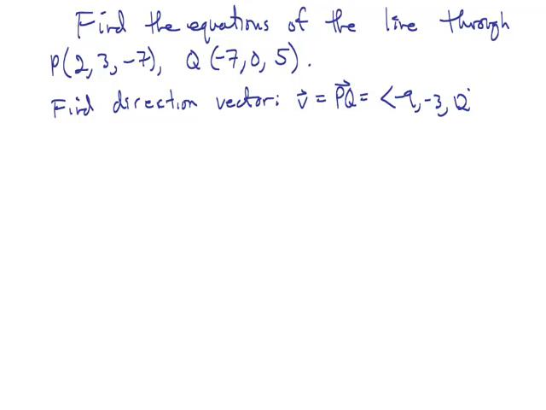is 12. Now, again, any vector that lies in that line will work, so any scalar multiple of this will work as well. In fact, I'm going to make it a little bit easier to work with. Everything is a multiple of 3. So I'm going to use my direction vector to be (-3, -1, 4) instead of (-9, -3, 12). Doesn't matter. It still lies on our line.